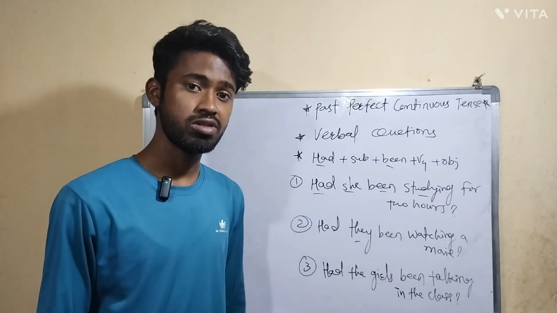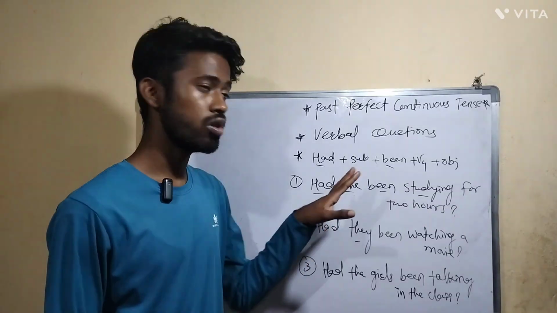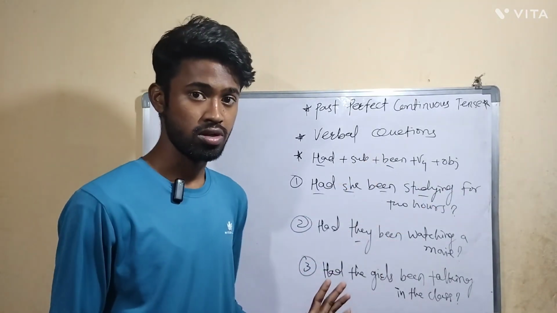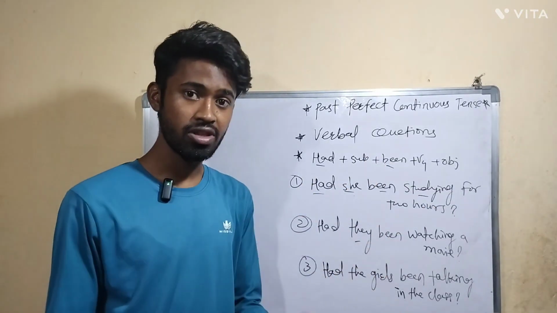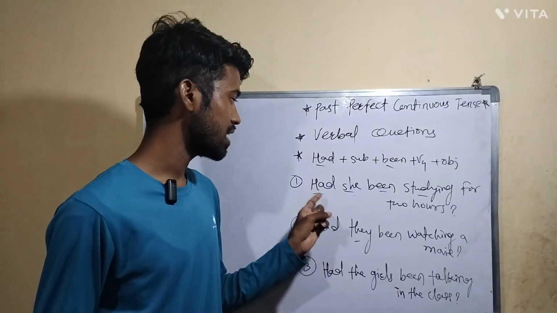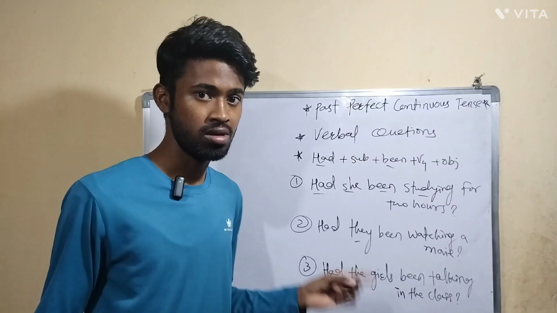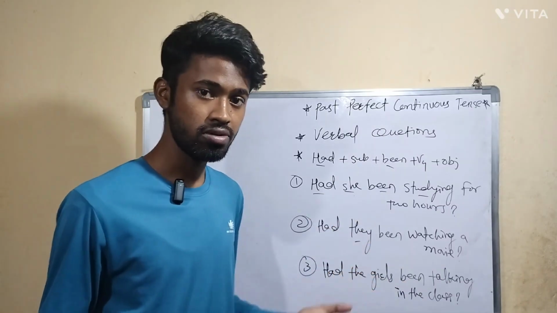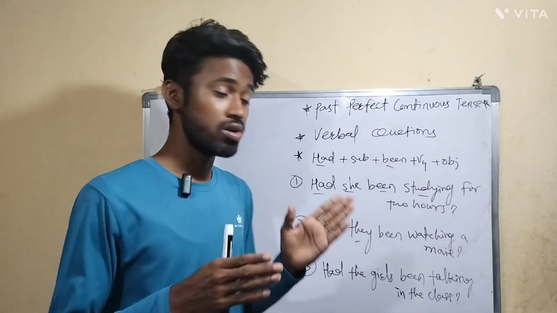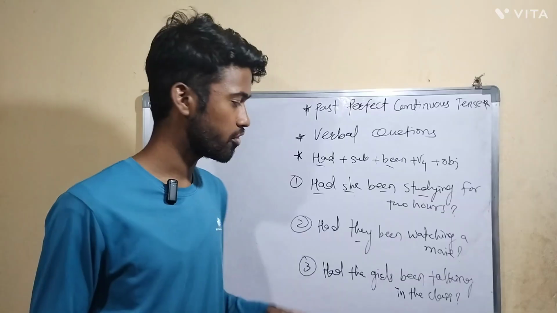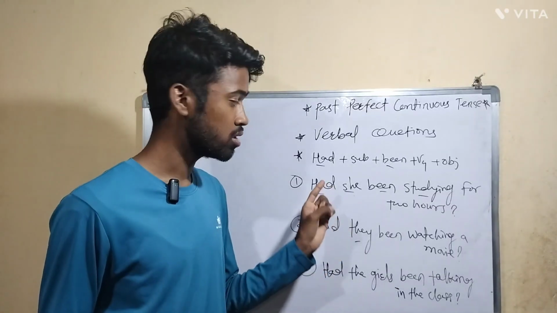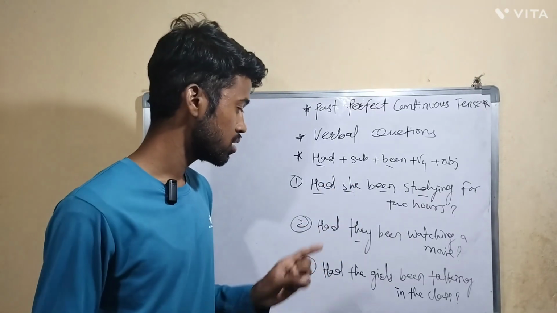So what are the possible answers? This is a verbal question, or you can say a yes-no type question. So this can be answered with yes or no. With yes means, yes, she had been studying for 2 hours. Negative answer, no, she had not been studying for 2 hours. Okay, you understood? Question and their 2 answers.